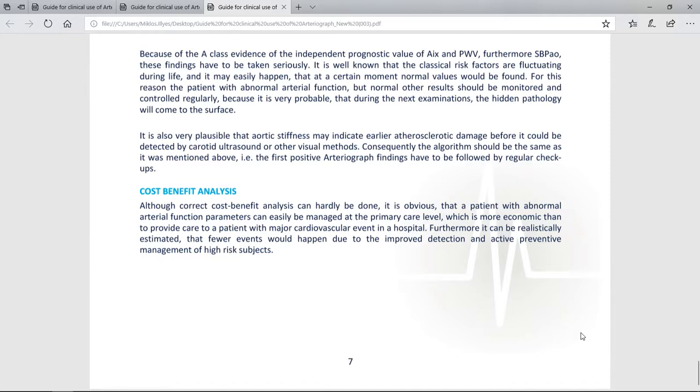Concluding this issue, the arterial stiffness measurement provides us meaningful information about the early atherosclerotic changes. Following the already described algorithm, and performing the necessary further examinations such as carotid scanning, we can provide a very nicely improved cardiovascular risk assessment, and we can prevent the transformation of the early damage to very severe cardiovascular events such as stroke, MI, and peripheral artery disease.